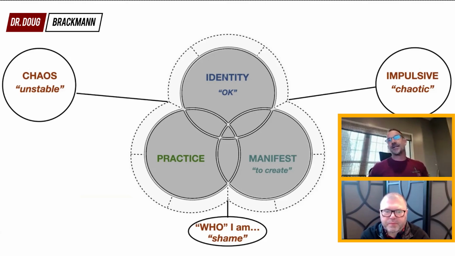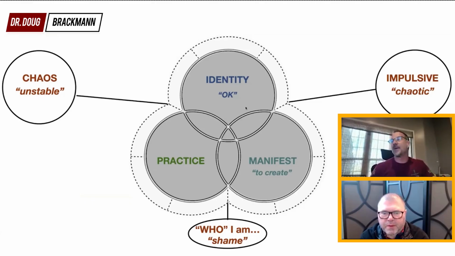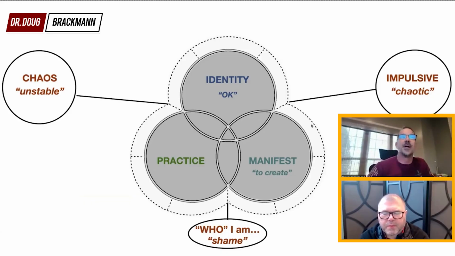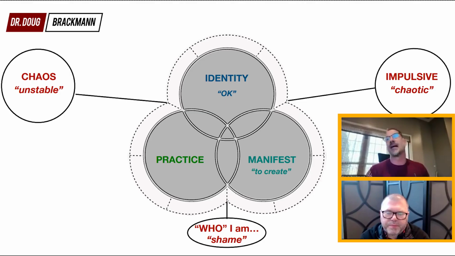Because our identity is so confused and full of shame, we are impulsive and chaotic in what we're putting out. That is really the result of not being in a driven mastery program. This is the issue: our identities are shameful. What we're creating is a bunch of chaos and unstable, unpredictable outcomes. We sabotage a lot, and that's because we have this impulsive, chaotic behavior.